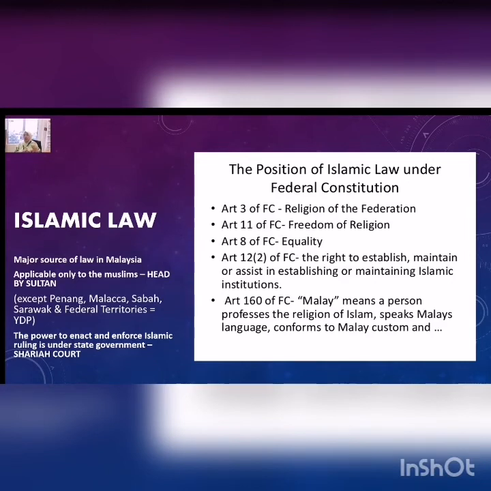So if you are a Chinese and you converted to Islam, even though you speak the Malay language, you are not considered as a Malay. Understood? Very easy. Melayu is defined as a person who is Muslim, speaks the Malay language and conforms to Malay custom. So an Indian who converted to Islam is not considered as a Malay because he doesn't conform to Malay custom, even though he speaks Malay.